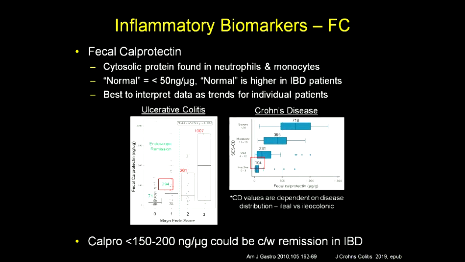So these are really super helpful to act as trends in patients. We know that when you flared, your calpro was 700, and now it's 100, and you were previously doing well at 100. If it's still at 100, that's probably okay.